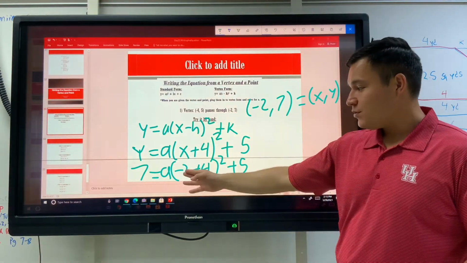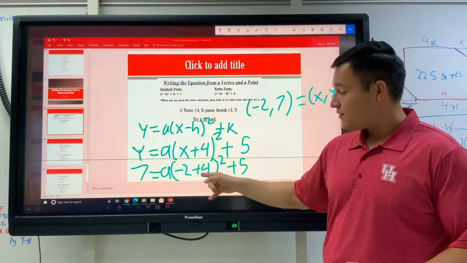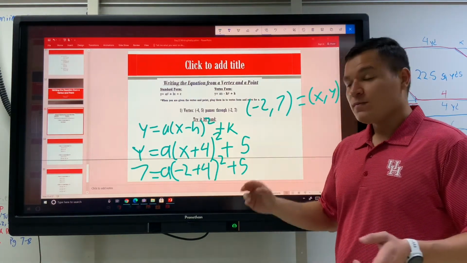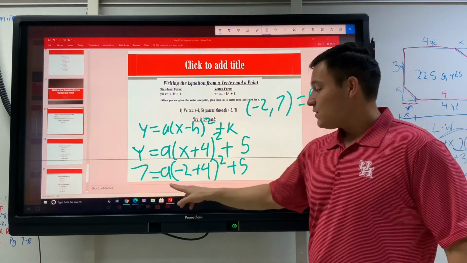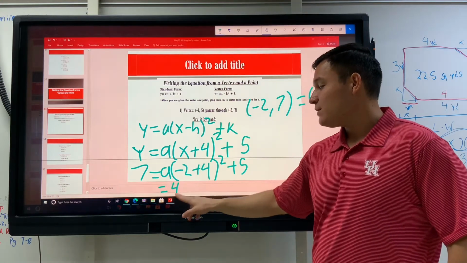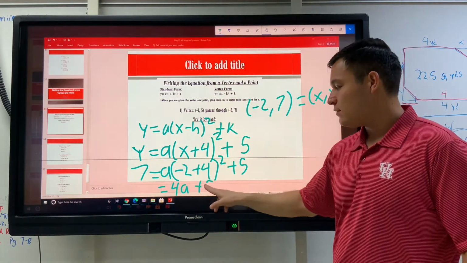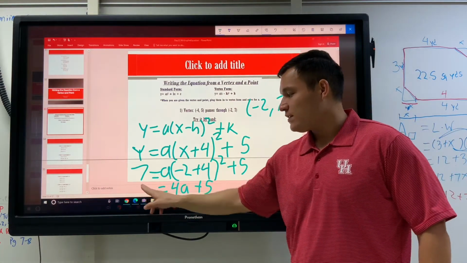A -2 plus a 4. That's a 4 with a -2. 4 minus 2 is 2. Square it, you're going to get 4. So this is going to make 4 times a plus 5 equals 7.